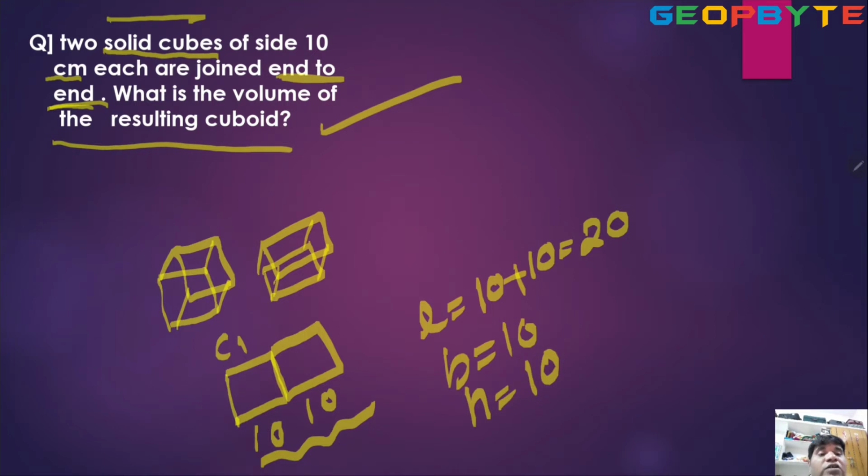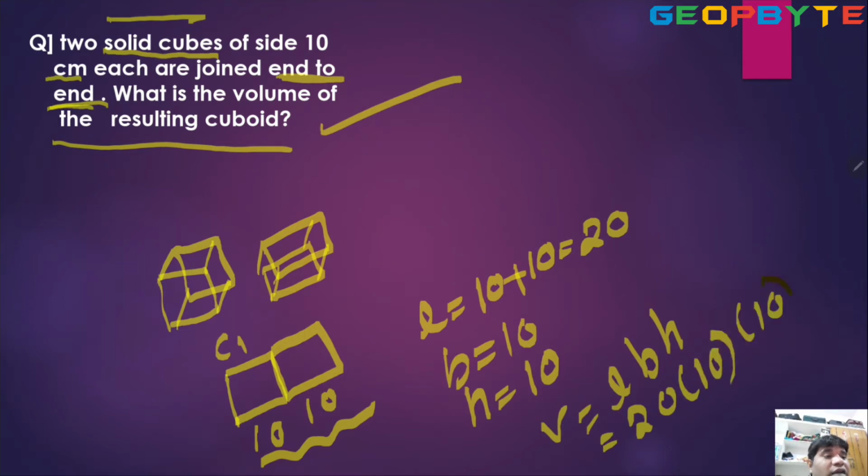Volume of the solid figure. What is the volume? LBH. Length now 20, breadth 10, height 10. So the answer is 2000. What is the volume? 2000.